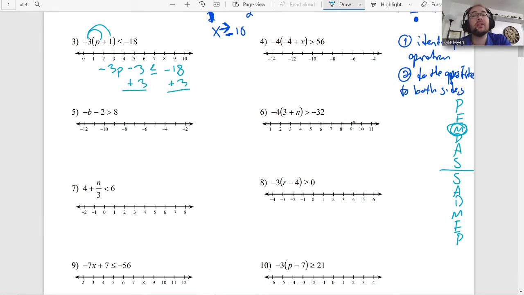Just like that. And I want to do that because it's negative 3p minus 3. The opposite of minus 3 is to add 3. So that goes away. Negative 3p less than or equal to negative 15. Because whenever you have opposite signs, you subtract. 18 minus 3 is 15. But since 18 has a negative on it, the larger number takes the sign. Okay, that's one way to explain it.